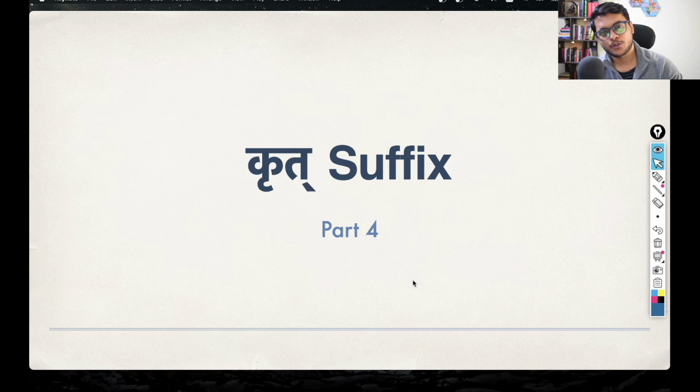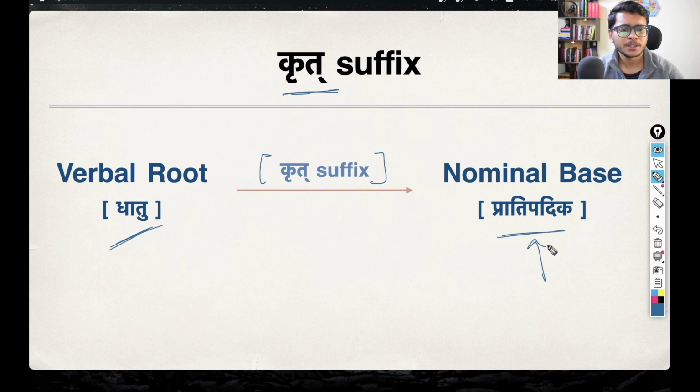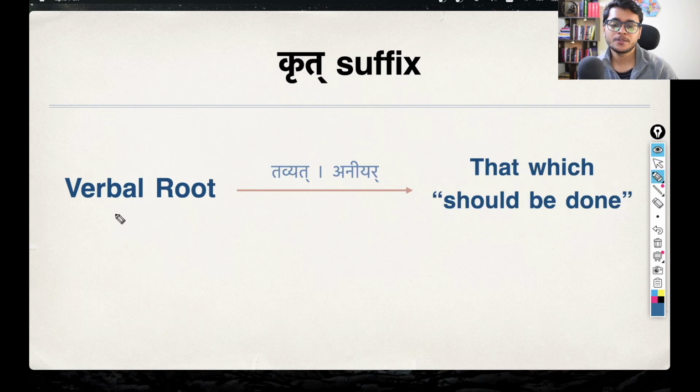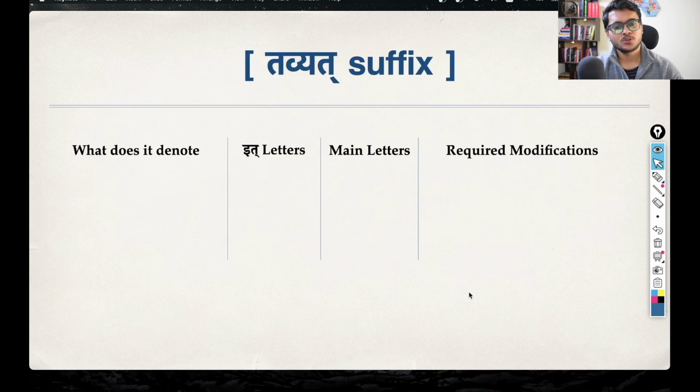In this part 4 of krit suffixes, we are going to cover the remaining 2 suffixes. I hope all of you have seen the previous videos. All of you are already aware of this krit suffix category, that to convert a dhatu, to create a new pratipadika, we use these krit suffixes. Just like the 3 suffixes that we covered in the previous video, to create a word with this meaning from a dhatu, we use those 3 suffixes plus these 2, tavyat and aniyar. So we are going to start with the first suffix for today, the tavyat suffix.